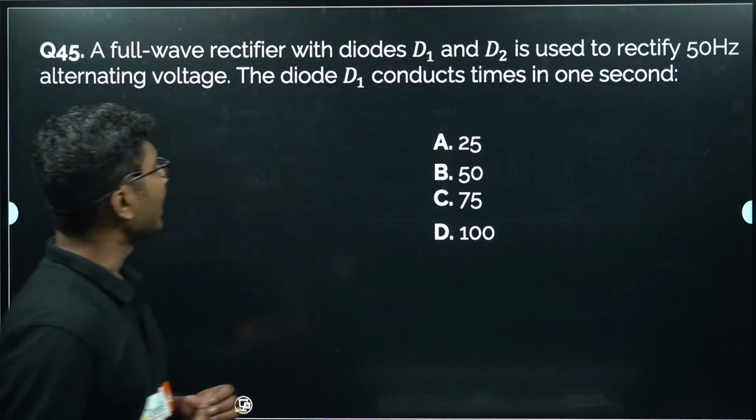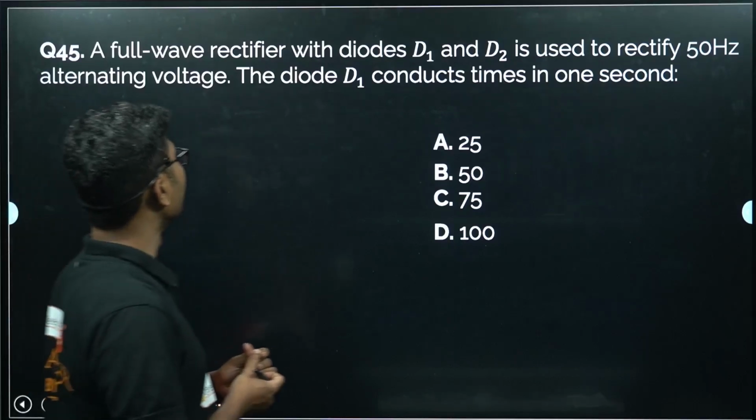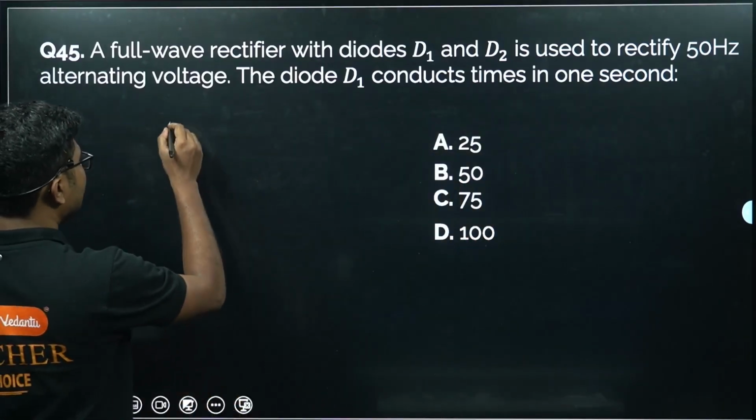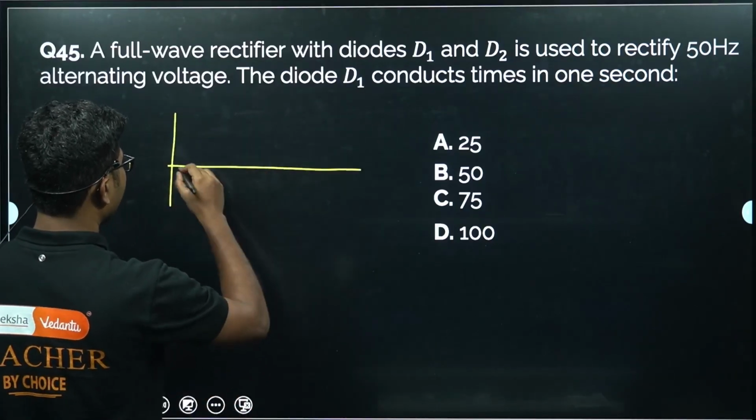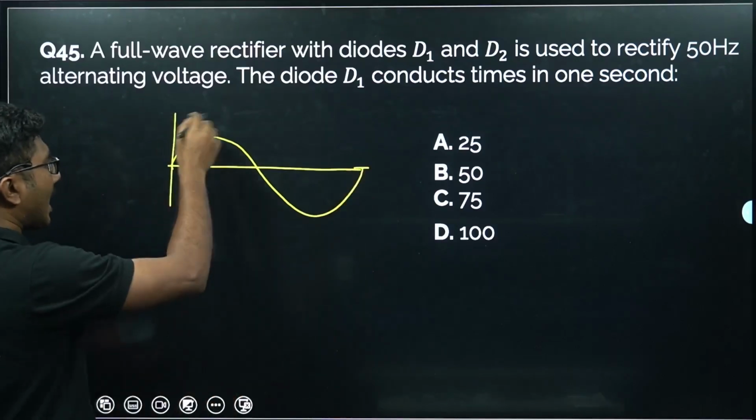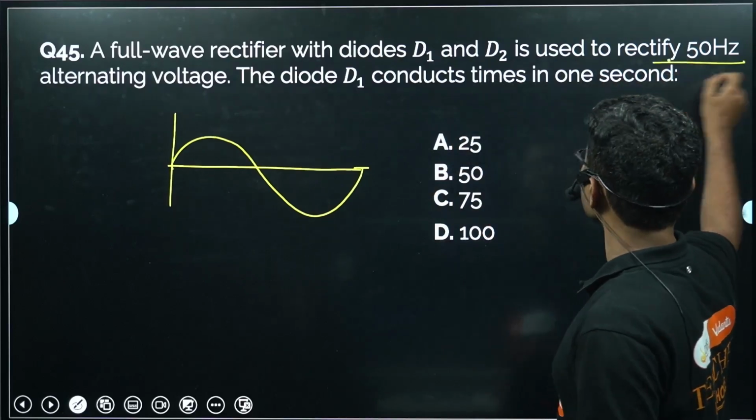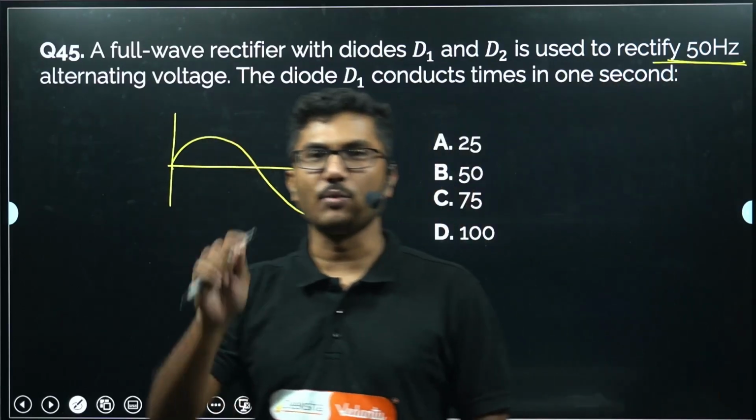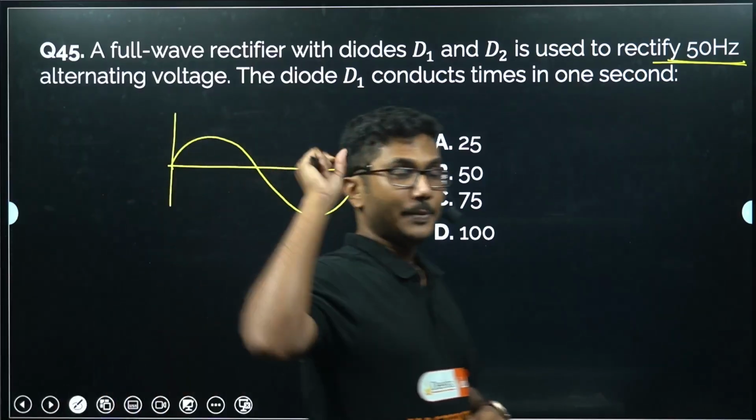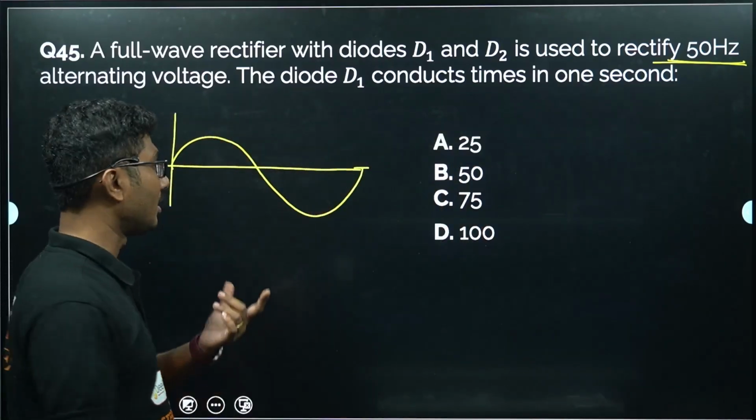Now, a full wave rectifier of diodes D1 and D2 is used to rectify 50 Hertz alternating voltage. The diode D1 conducts how many times in a second? So in a single wave, this is called one cycle, one up, one down. 50 Hertz frequency means this cycle is repeated 50 times in 1 second, right? So this one cycle is repeated 50 times in 1 second. That is the 50 Hertz. That is the meaning of the frequency of the source.